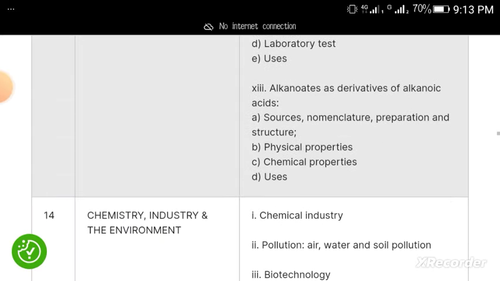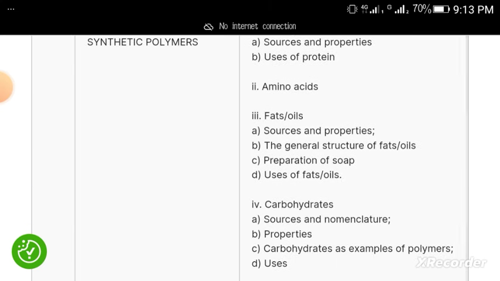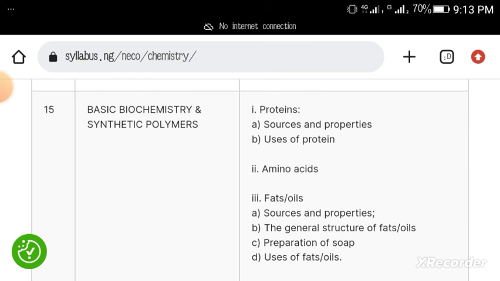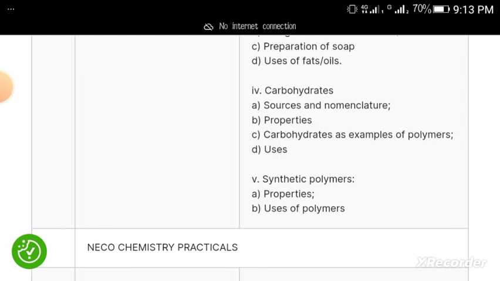Then study chemistry, industry, and the environment. This one is simple. Chemistry, industry, pollution, air, water, and soil pollution. Then biotechnology. Then study basic biochemistry and synthetic polymers. Under it, you study proteins, study amino acids, study fats, oil, and their structures too. Study carbohydrates, study synthetic polymers.